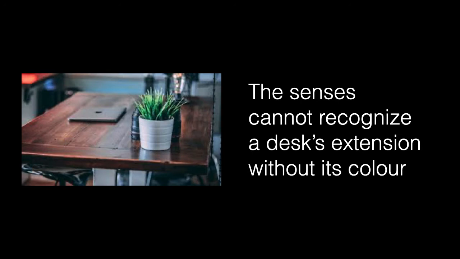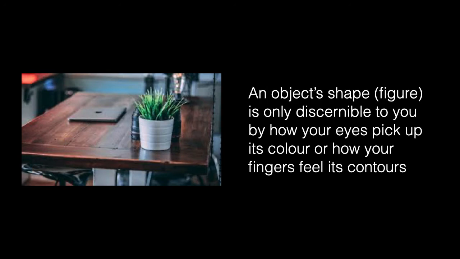For example, as I mentioned in a previous video, my only way of having an experience of my desk as a physical object of a certain size and dimension is through what I see and touch. I see its shape by its color. I feel its hardness and its contours. These, though, are secondary and not primary qualities. In other words, an object's shape, i.e. figure in primary quality language, is only discernible to you by how your eyes pick up on its color or how your fingers feel its contours and so on.